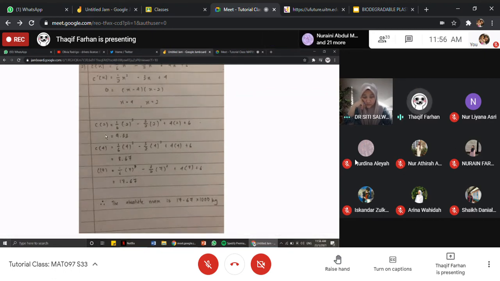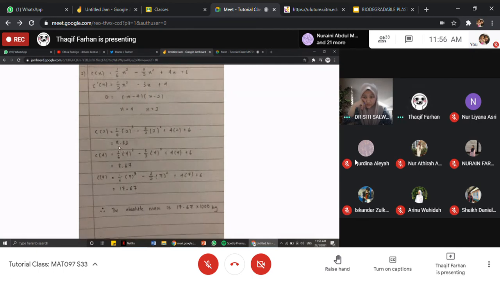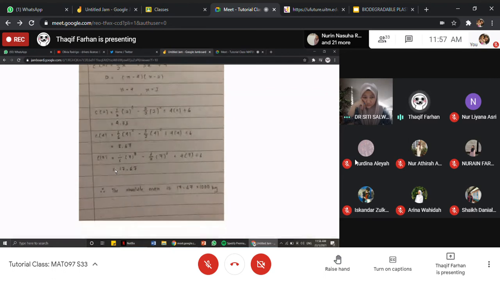So when I substitute 2 into the function, the answer is 9.33. When I substitute 4, the answer is 8.67. And when I substitute 7, the answer is 17.67. So what is the maximum amount of crop? So the maximum amount is at 7, and the maximum is 17.67 times 1000 kg.